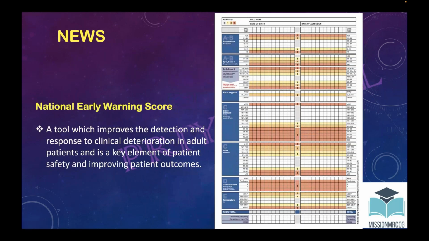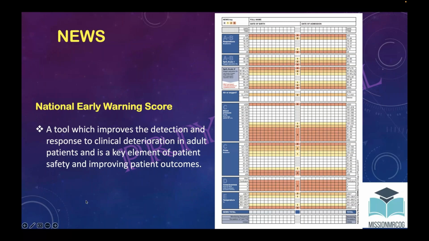Okay, now coming to NEWS, which is almost the same, but it is for adult patients. So it will be used for non-pregnant patients. Whenever gynae patients are admitted or ill, or some post-op patients are there, we will do NEWS charting. NEWS charting is a tool that helps in detection and response to clinical deterioration. The main thing is that before the patient deteriorates, we have to pick it up so that we will be able to manage the patient. So this is the NEWS scoring.